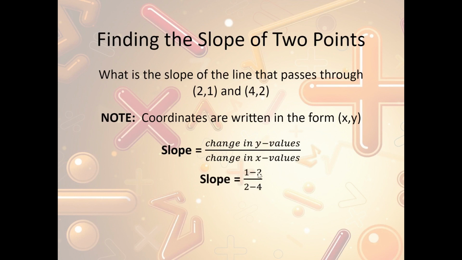Now when I do that, 1 minus 2 is negative 1, and 2 minus 4 is negative 2. And when I do that, a negative divided by a negative just becomes a positive. So this is just 1/2. So my slope for that line that goes through those 2 points is 1/2.